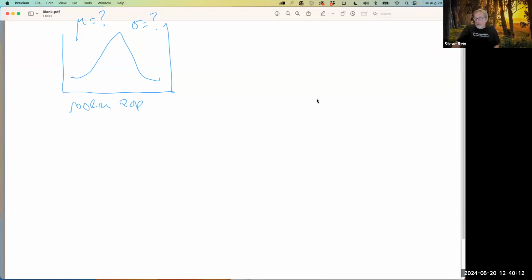And like before, we're going to take a sample of size n from that population. So n is the sample size. We get x1, x2, all the way up through xn. Those are the data values. X bar is the average, and S is the standard deviation.